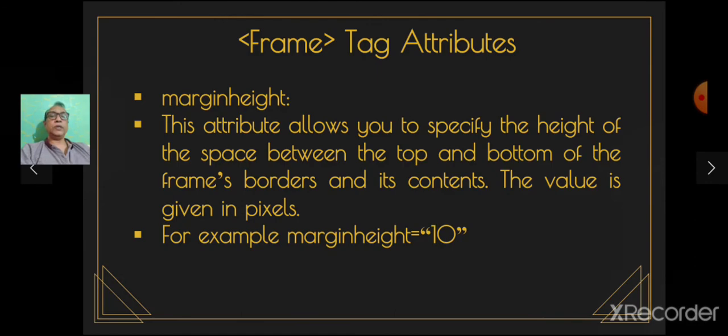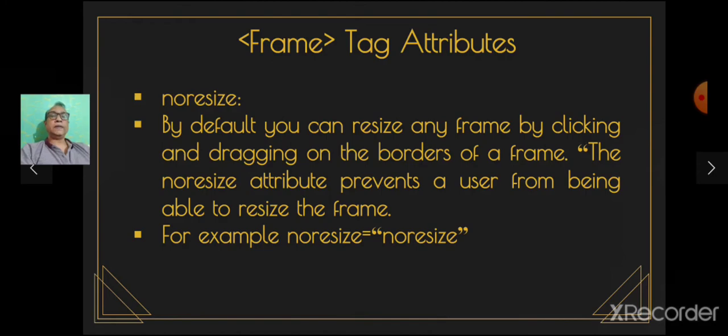The next attribute is marginheight. The attribute allows you to specify the height of the space between the top and bottom of the frame's border and its contents. The value is given in pixels. For example, marginheight equal to, in the double quotes, 10. Noresize. By default, you can resize any frame by clicking and dragging on the borders of a frame. The noresize attribute prevents a user from being able to resize the frame. For example, noresize equal to, in the double quotes, noresize.